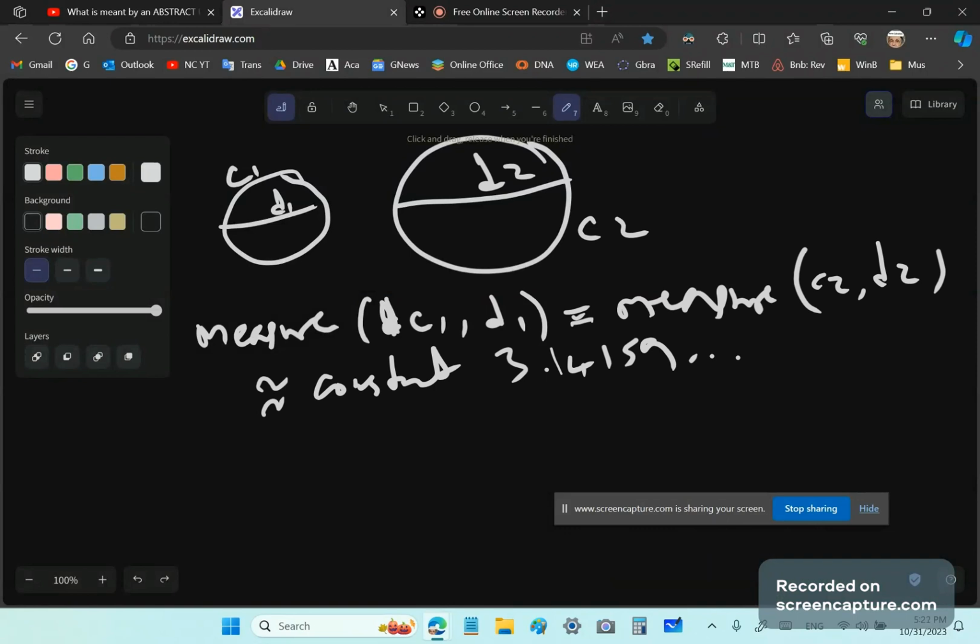Okay, this ratio here, C1 over D1, is not equal to C2 over D2, right? They're totally different. They're not the same ratios. So let me give you another example. Reset the canvas.